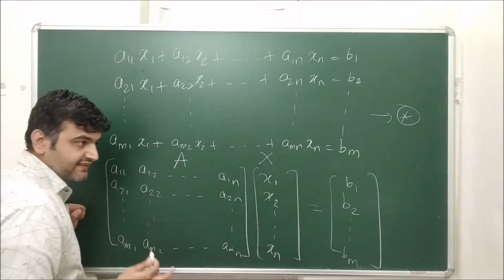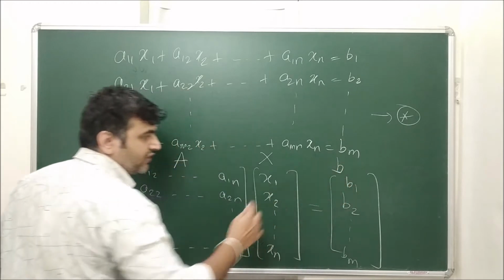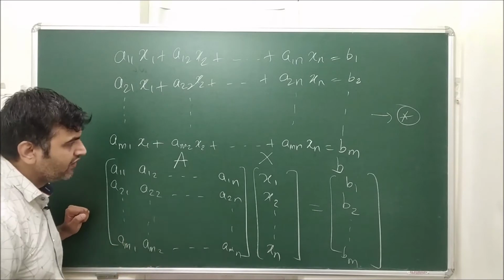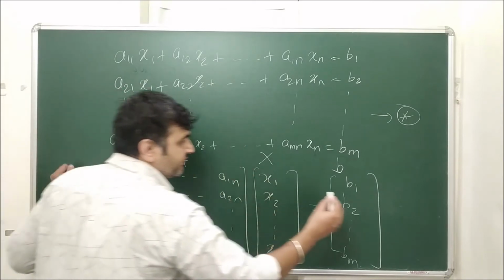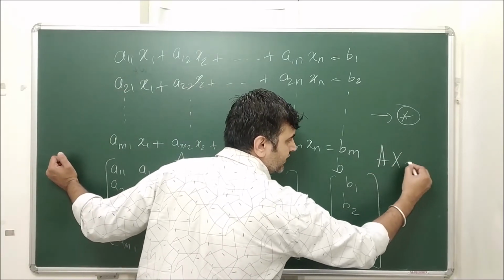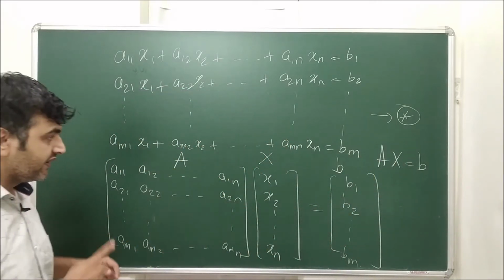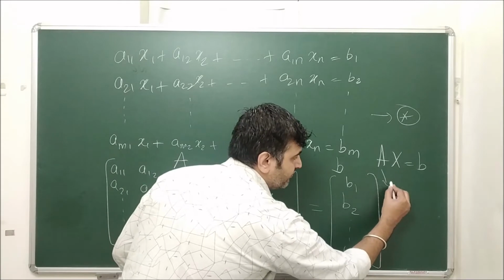vector, vector x, and this is the right hand side which I am calling small b, or sometimes people also call it capital B, but it's okay. So the system can be written as Ax equal to B. This is called the matrix form of the system, where A is the matrix of order. What is the order of matrix A?